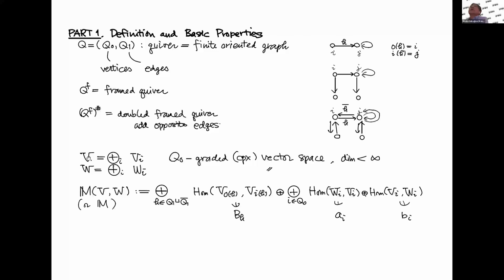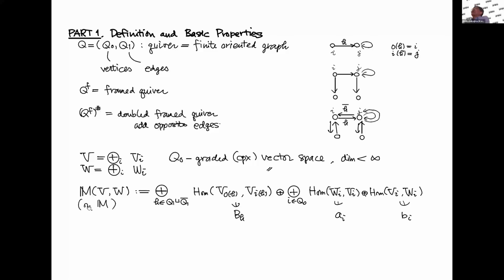Then I take two vector spaces, V and W, graded by Q0. Q0 is the set of vertices, so it means that V is a direct sum of the V_i's and W is a direct sum of the W_i's. I take V and W to be complex vector spaces. You can take any algebraically closed field, but I only take complex vector spaces. And I assume the dimensions are finite. Then I define the vector space M(V,W). Sometimes, if V and W are clear from the context, I simply denote it by M.